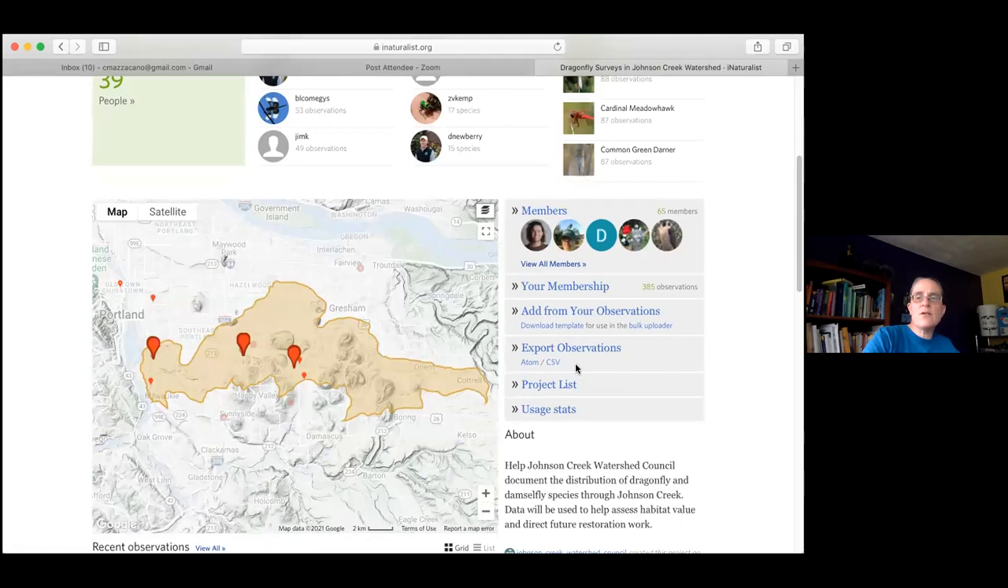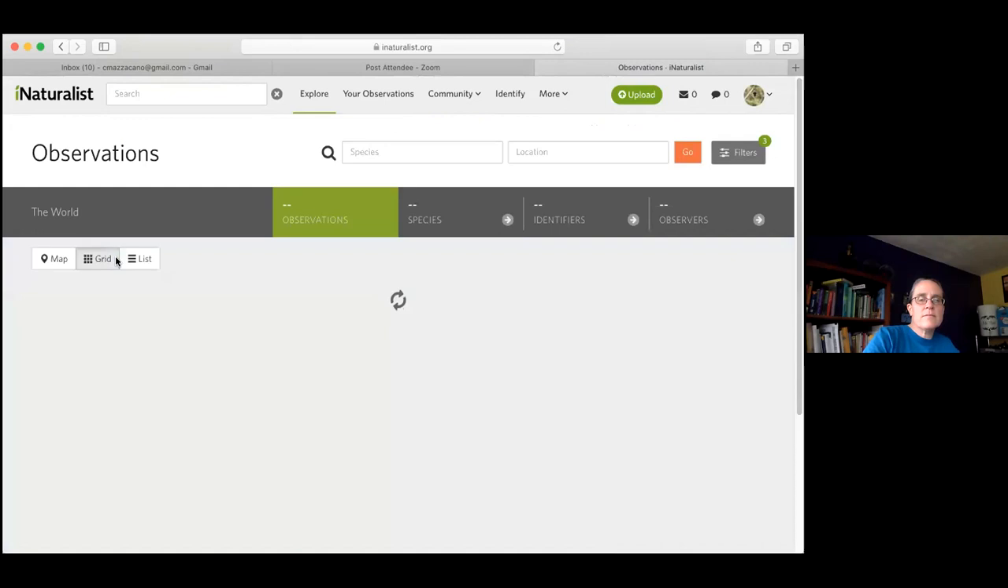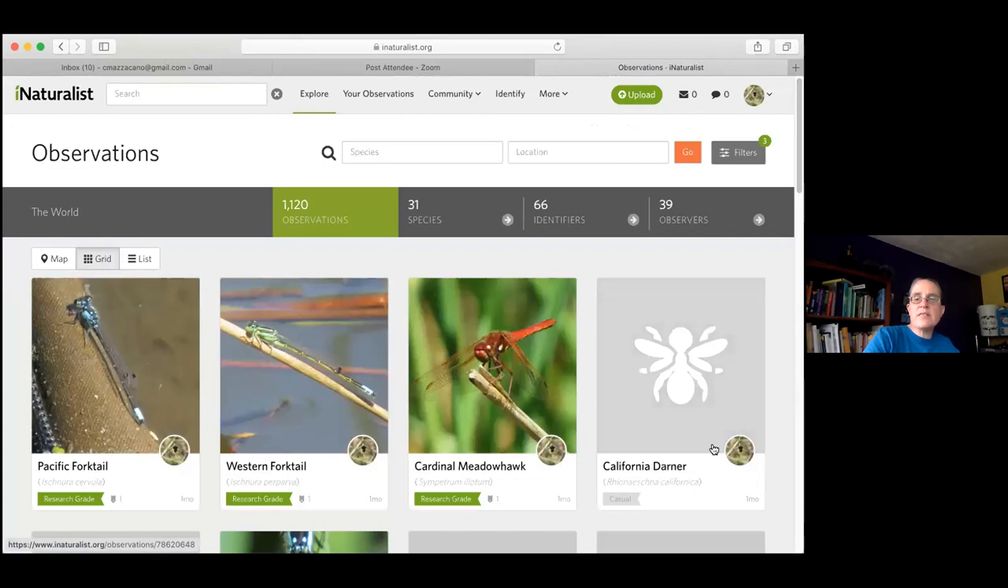So you can click on any of these individual observations, and it will bring them up either as a grid from left to right. You can see that some, this California darner, that was me. I didn't manage to get a photo of it, but I knew what it was so confidently, so I reported it. Others, even though these are common species, as I said, I still like to do at least one photo for every species that I report.